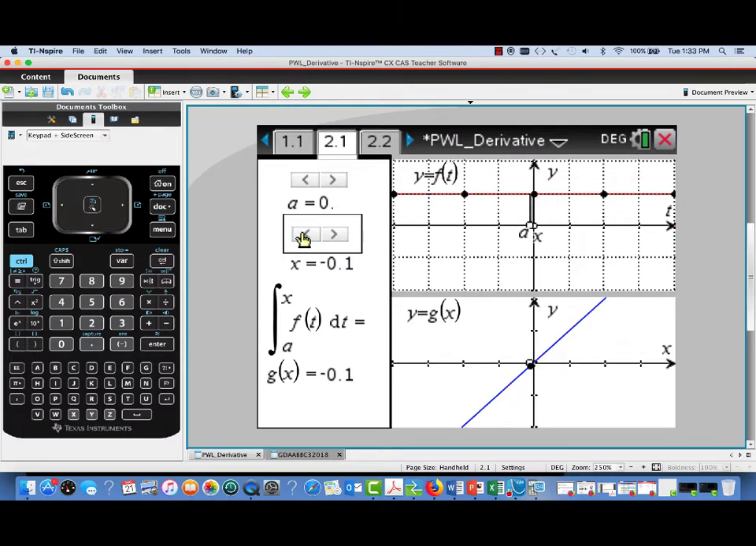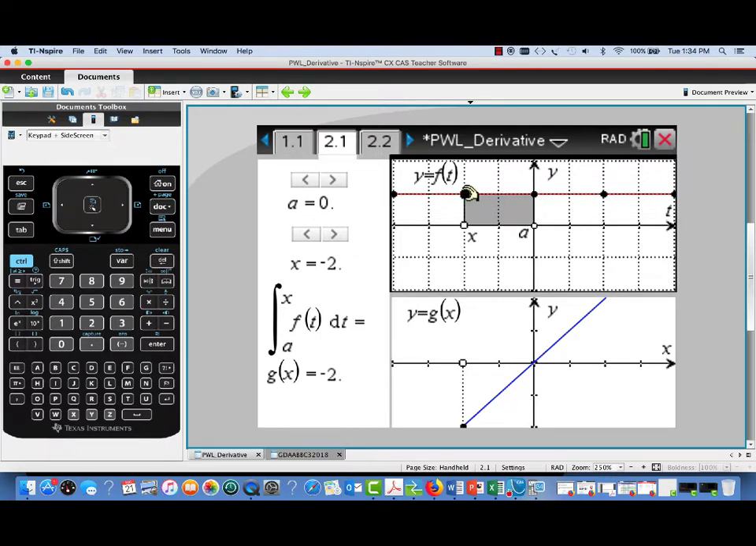And I want you to note that it does do definite integral values. I'm moving the value of x now to the left of a, and because the integral from a to x is running from right to left, for the area of that rectangle we need to take the negative of it to get the value of the integral. And notice the value of g of x for x equal -2 is -2. We've counted that area as negative since we moved from left to right.